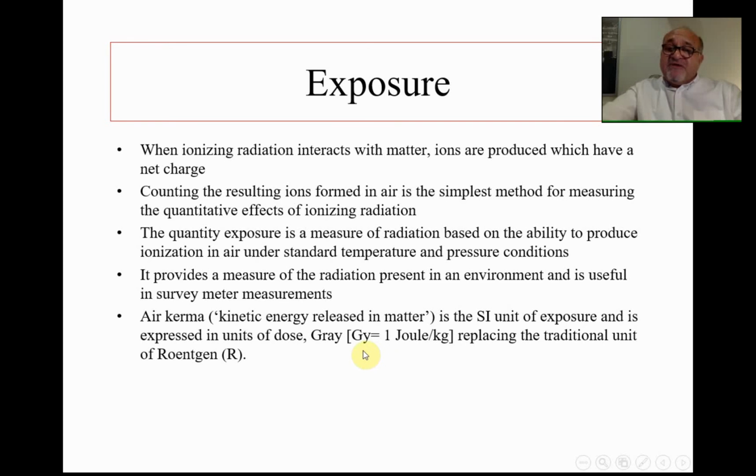Gray is the unit of measurement, which, like the Röntgen, relates to air kerma, that is the kinetic energy released in matter, in the standard international units. So gray, abbreviated as GY, equals 1 joule per kilogram, replacing the traditional unit of Röntgen. However, Röntgen is still being used, but if you want to refer to the standard international units, then you're going to express the unit of exposure in grays, as we will understand in the upcoming slides.